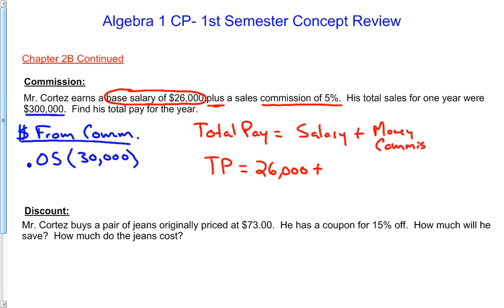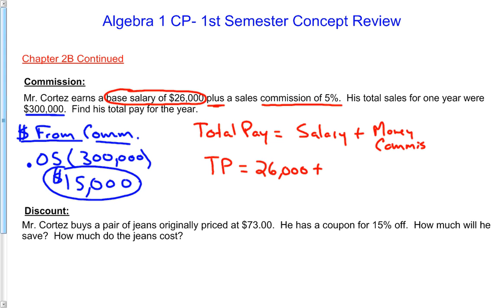Now I've got my calculator in my hand, which you can't see, so I'm taking 0.05 times 300. Excuse me, I got my comma in the wrong place, so let me fix that. 300,000. So 0.05 times 300,000 gives you 15,000. That would be $15,000. That's how much he makes off the commission.